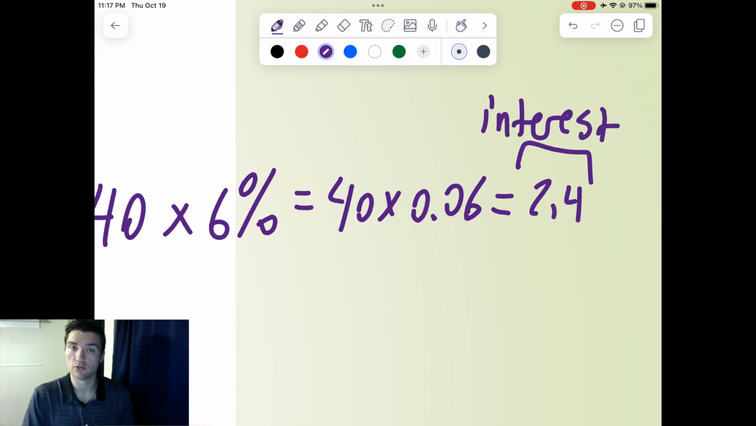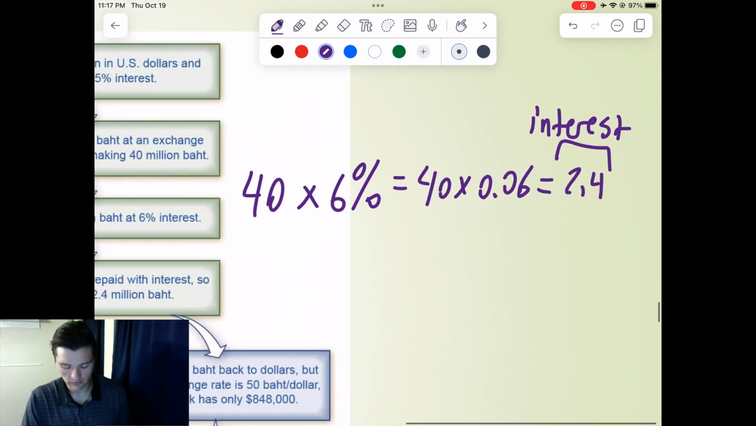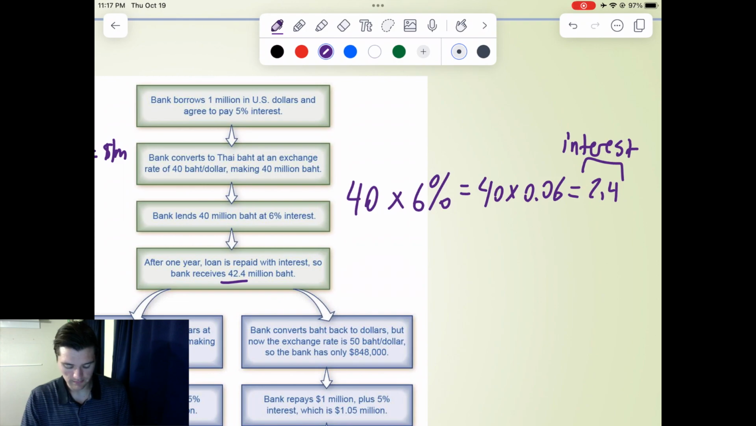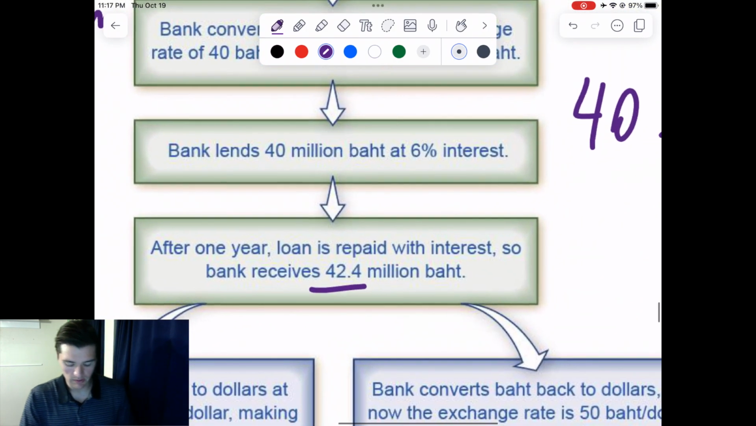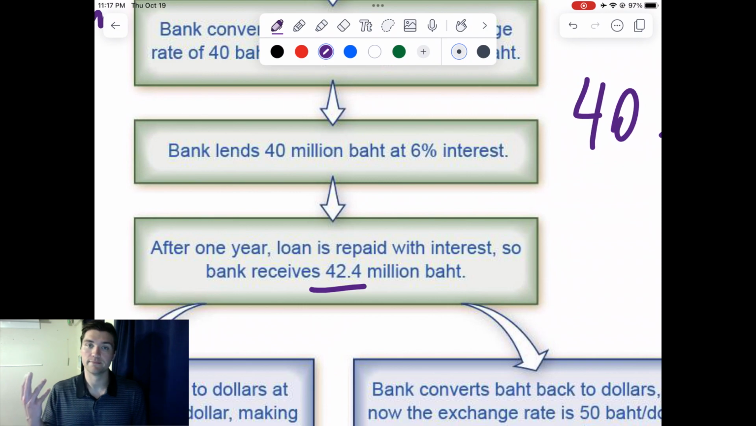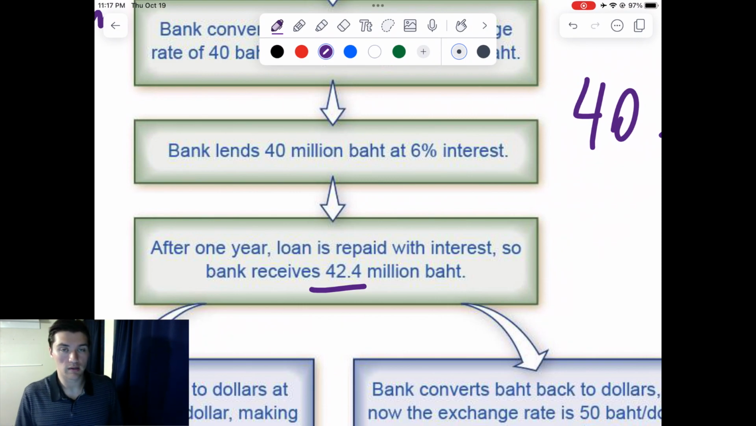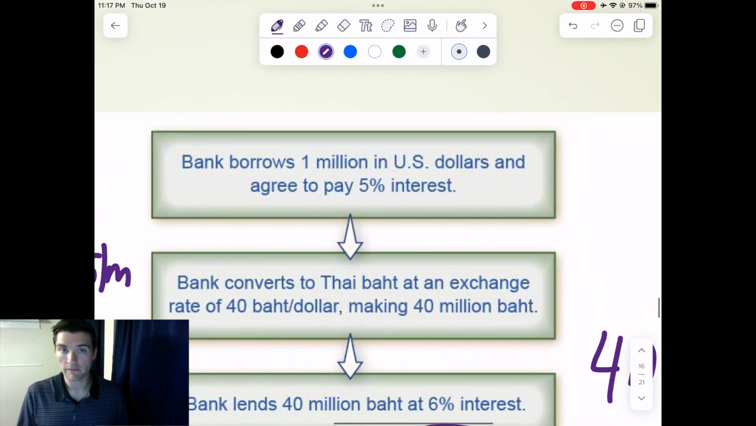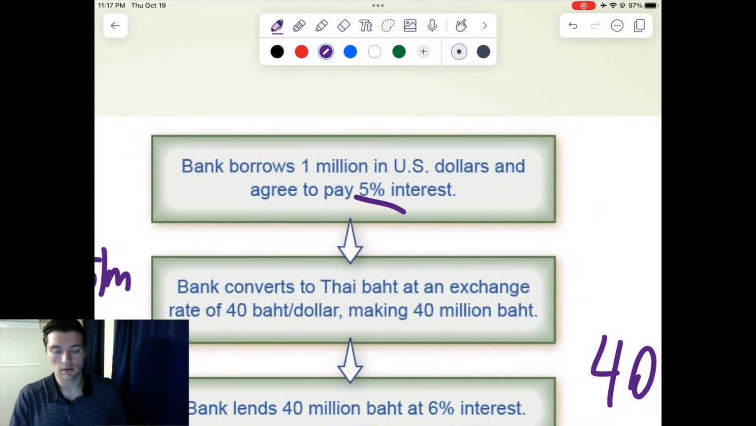Don't let this confuse you with the amount that you have to pay, right? If you borrow 40 million, you have to pay 2.4 in interest and the loan. So the total payment will be 42.4. Okay, so after 1 year, the loan is repaid in 42.4 million baht, right? So the bank should make money, right? I mean, they borrow it at 5, they lend at 6% interest, right? So they should make money, but they have to convert it back to the dollar.